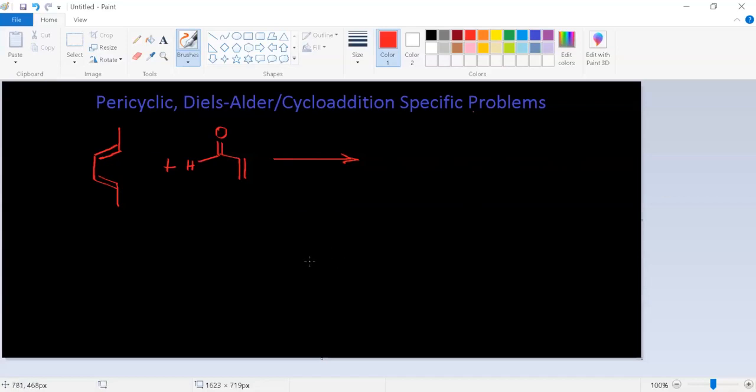Now, figuring out how the endo product will look can sometimes get confusing. There's a clever way you can think about it if you choose to do it this way, and it's just putting your diene over your dienophile. So I'll draw what that looks like. I'm going to draw it big so we can see. And there's an H right there.